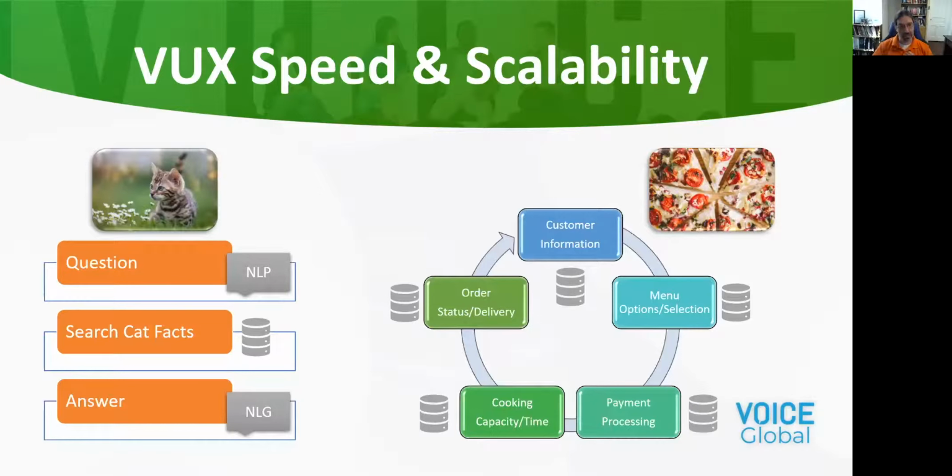And again, people talk faster than they type. So the application needs to be responsive. And as you can see here with the food ordering example, you may have multiple different backend systems that you need to coordinate with. The user shouldn't care or be aware of that, but your application still needs to be just as responsive as that simple cat fact example.